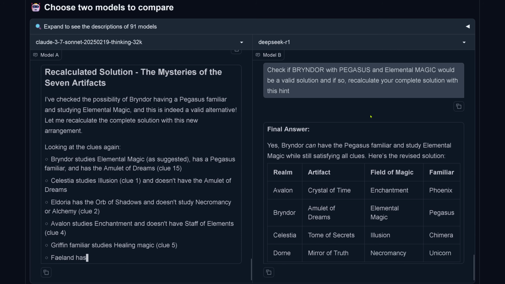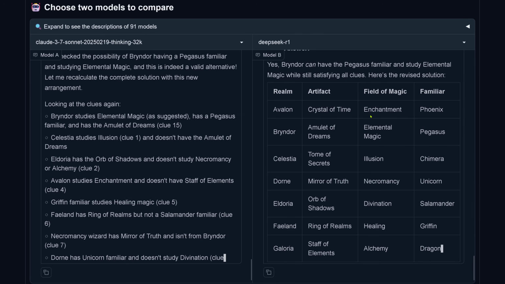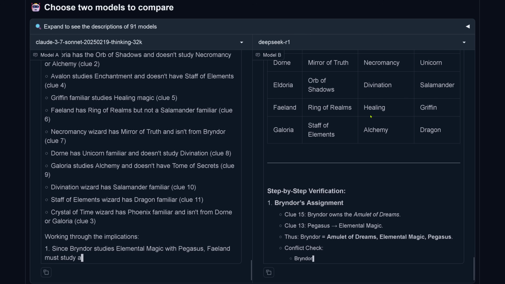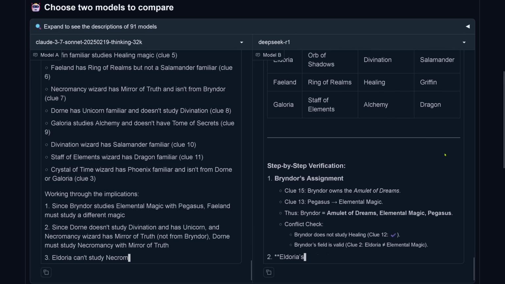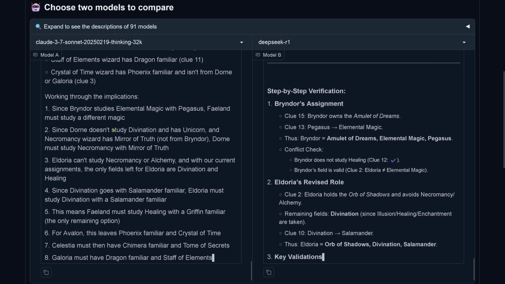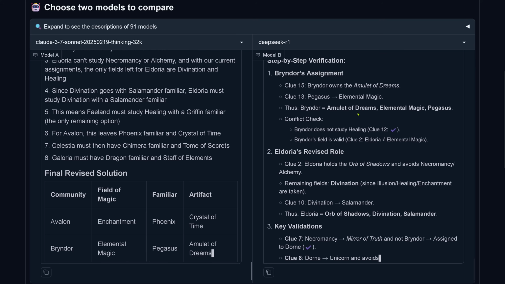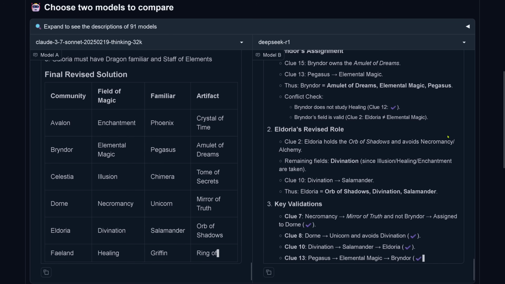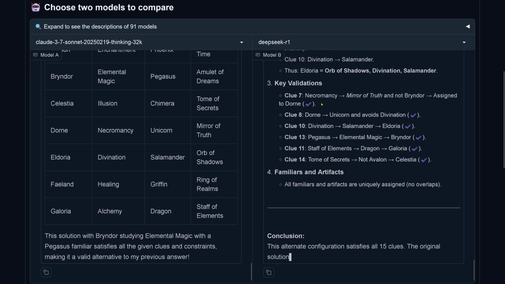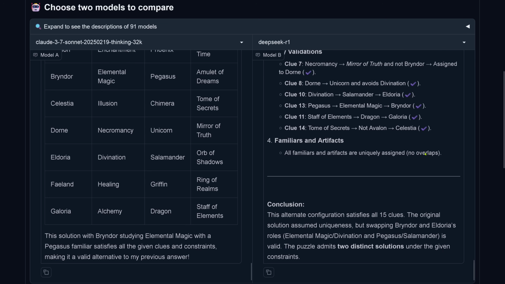Claude Sonnet: I studied, I checked, I did. DeepSeek R1 provides us here a little bit more information, step-by-step verification. Clue 15, clue 13. Working through the implementation. But we get from both models a good idea what is happening here in the background on the reasoning methodology. Maybe you could say DeepSeek R1 has a little bit more transparency, but well.